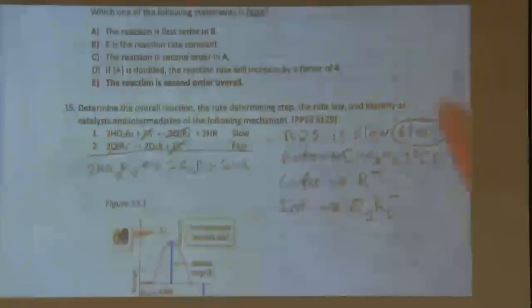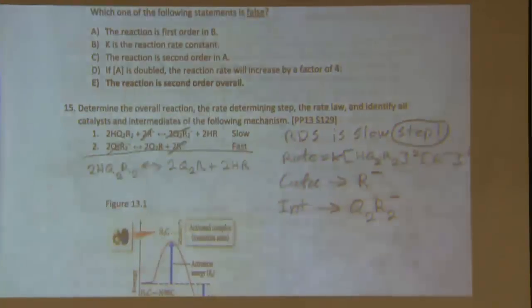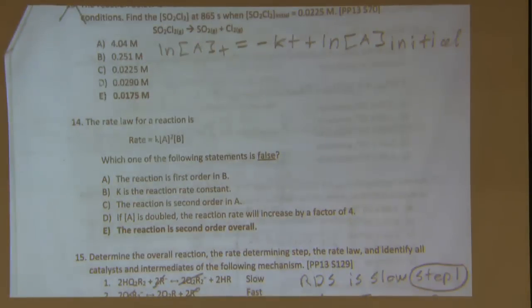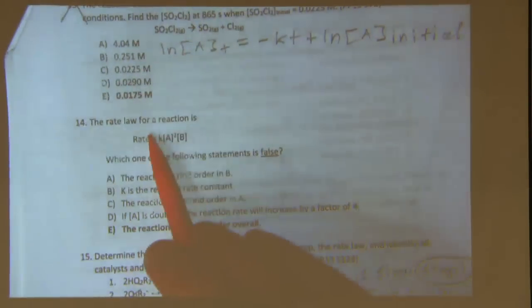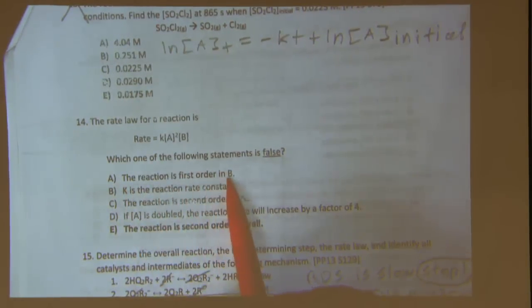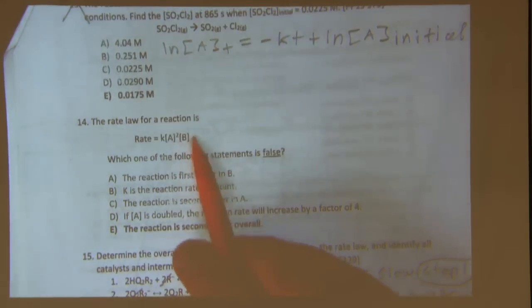I'm running a little bit behind schedule, so I'm going to show you guys some of the answers to these problems and walk through them with you. For this problem, it says, which of the following statements is false? The reaction is first order in B. Is the reaction first order in B?